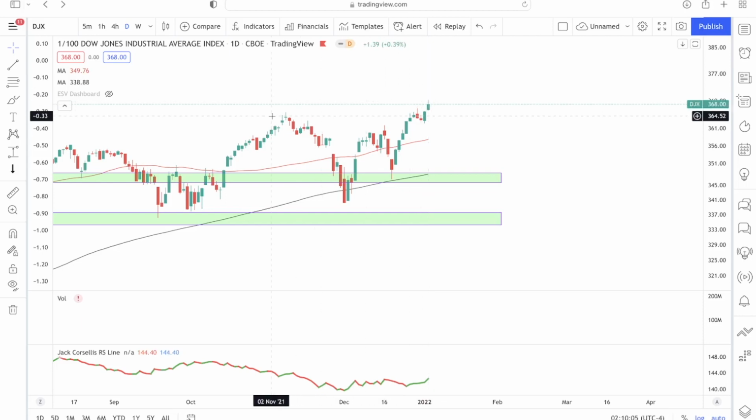If you take a look over here, there was a bit of resistance at this price level of around $364. And the Dow Jones managed to clear this point of resistance very powerfully. If you take a look over here, from this day to this day, prices managed to gap up.